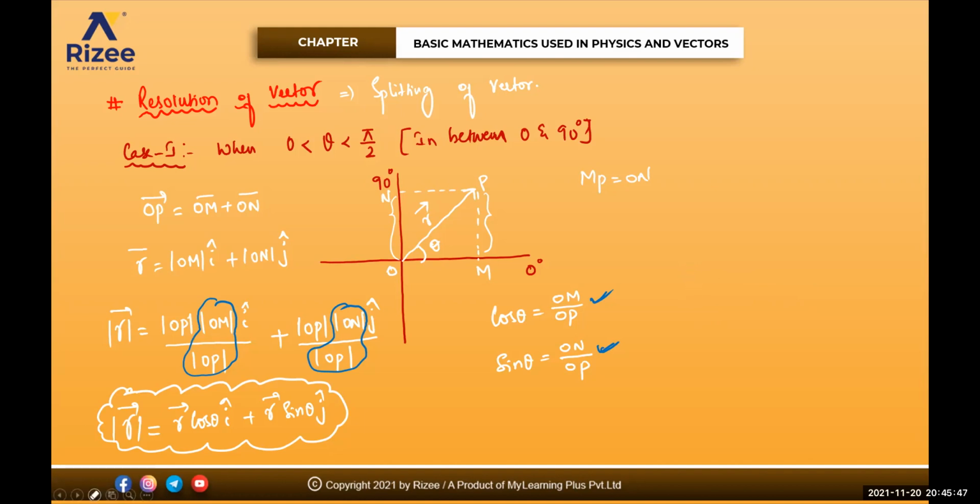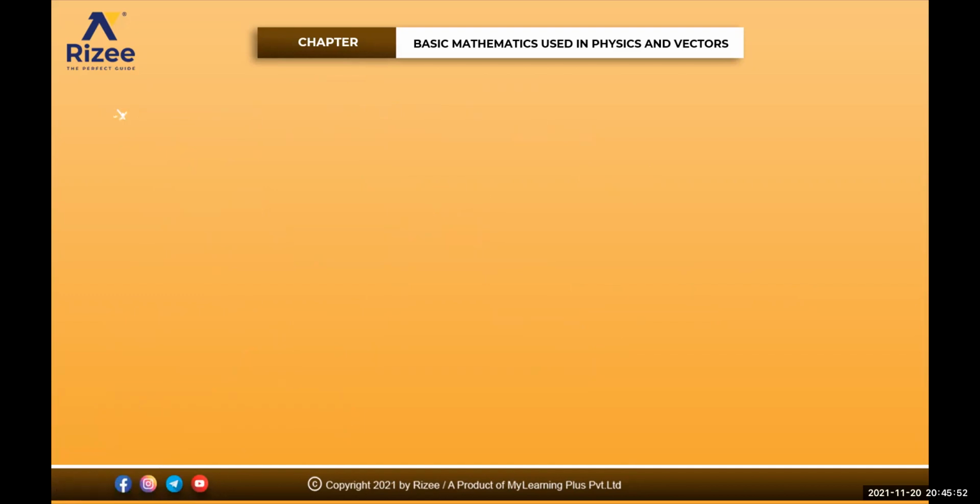So everyone got an idea how to resolve the vectors? I'll make a general notation here. Wherever theta is present, that side we can blindly take it as cos. Got it? Is it clear?